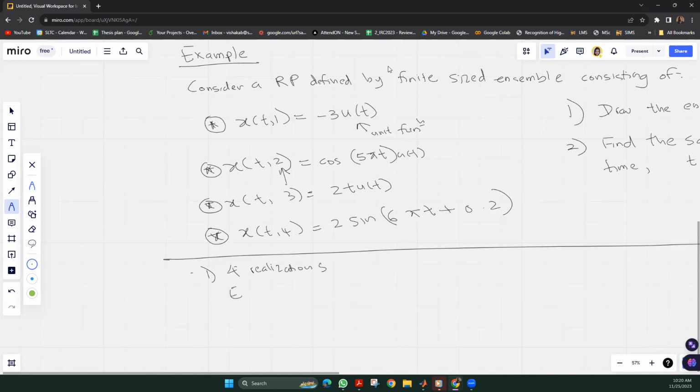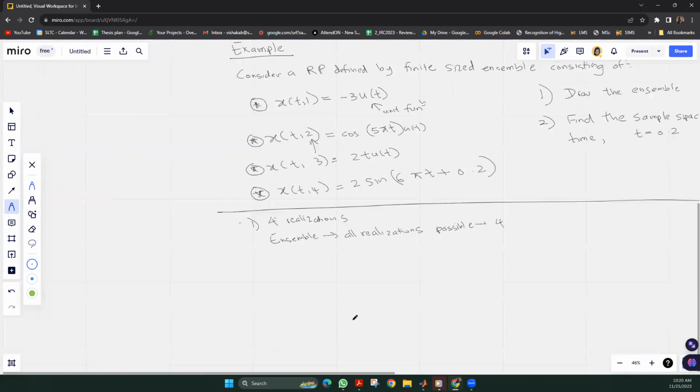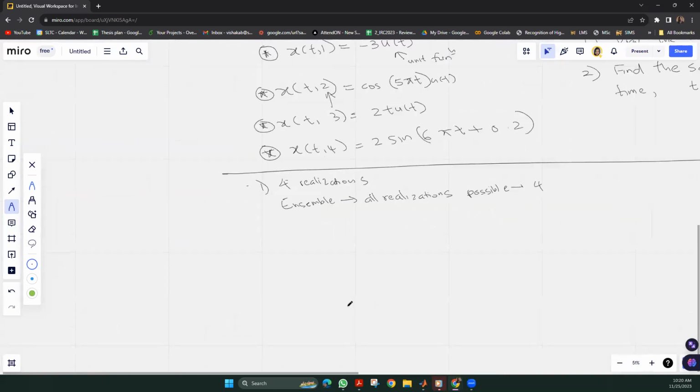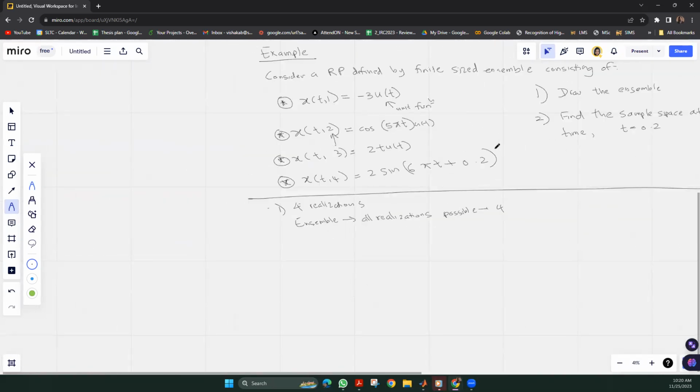Ensemble means all the realizations that are possible from this process. So there are four realizations, and what we want to do is just draw all these plots.